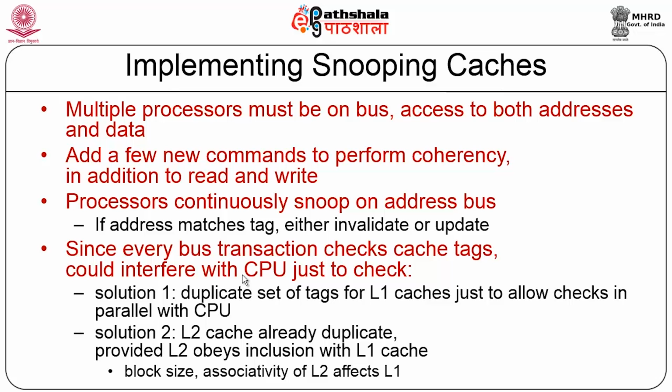Since every bus transaction checks the cache tags, this could interfere with the CPU, because at one end the CPU is putting in a request and the cache controller will have to put in a request to the bus on the other end. So when the bus transaction is happening and tag checking is happening, the CPU might have to be delayed. You have an interference there, and you obviously cannot have the CPU getting delayed. In order to avoid that, there are two solutions.